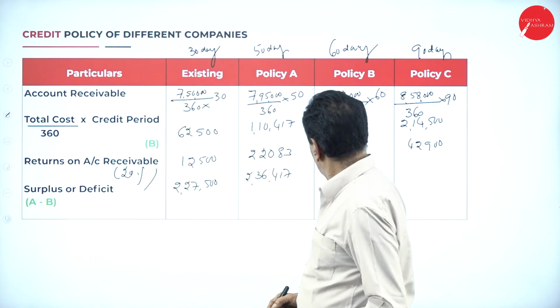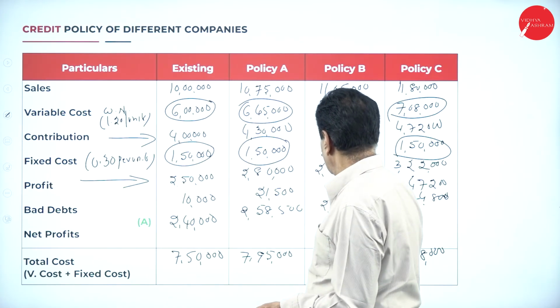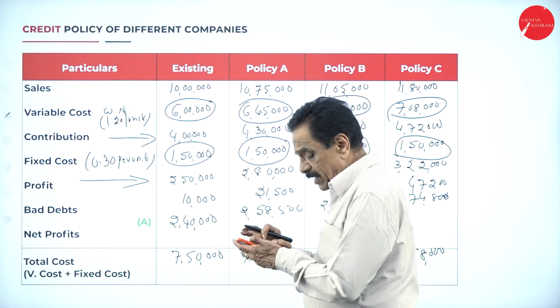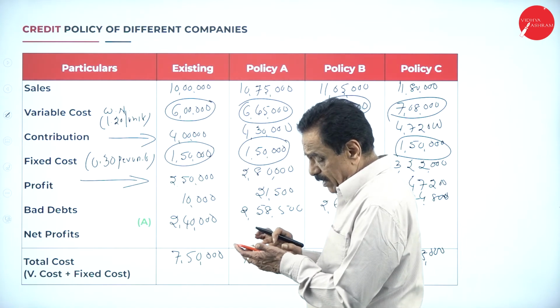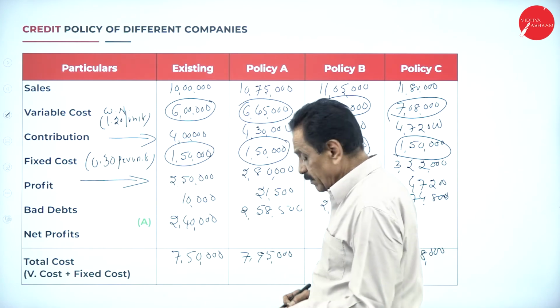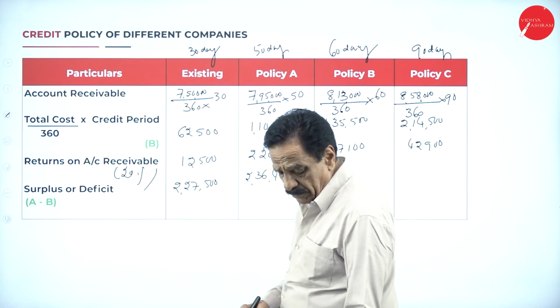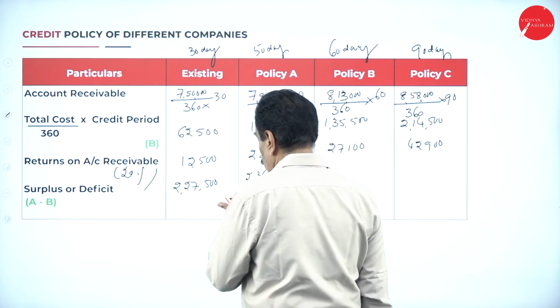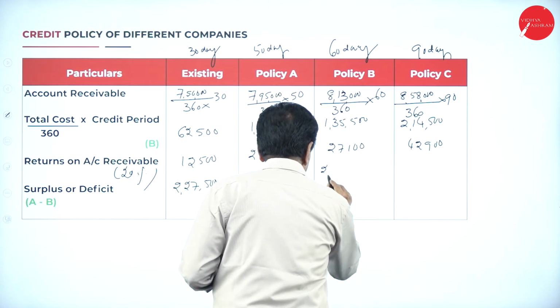Then 27,100. Net profit is 2,69,900. 2,69,900 minus 27,100 is 2,42,800.